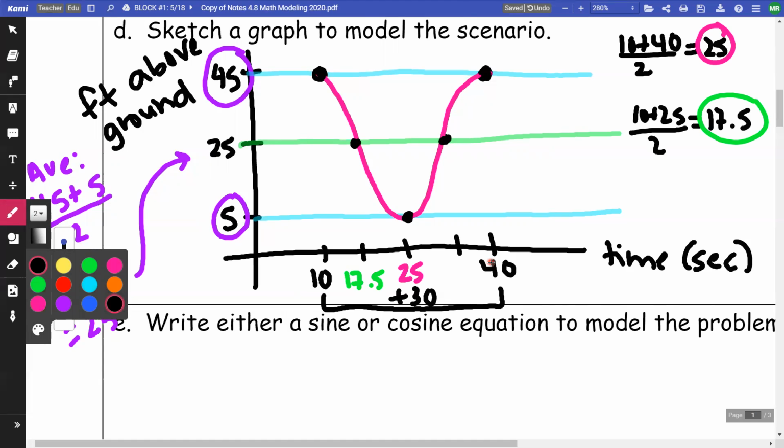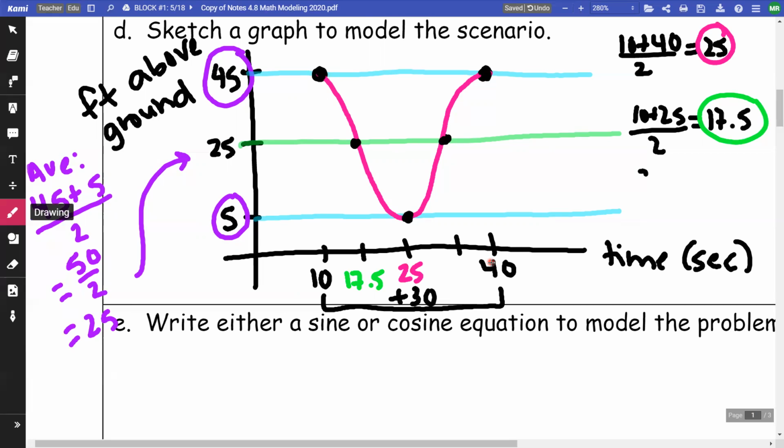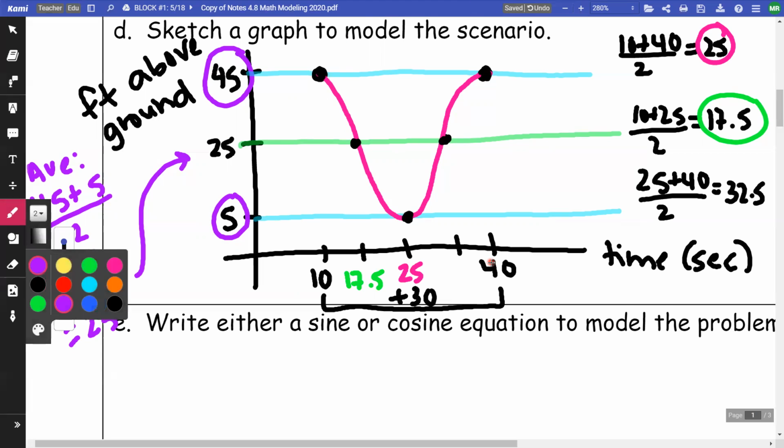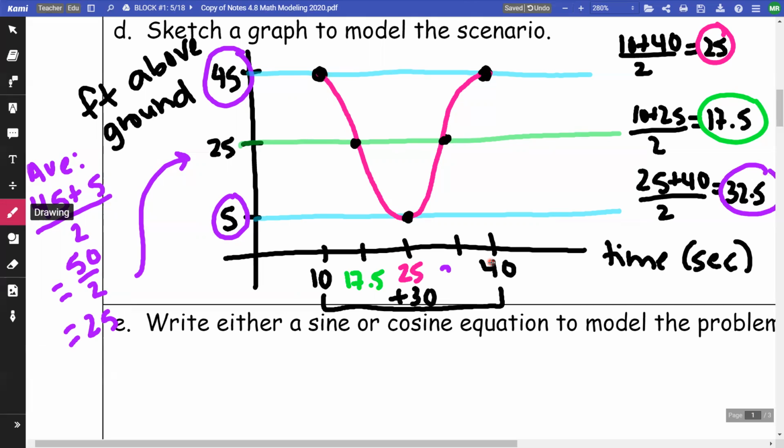And I can do the same on the other side. I can take 25 plus 40 divided by 2. That's going to be 65 divided by 2. And 65 divided by 2 is 32.5. So 32.5, that's going to go right here. Again, I need your start and your stop. I don't necessarily need the ones in between, but sometimes it does answer questions. So I want to make sure everyone understands how to find those values if you needed to.